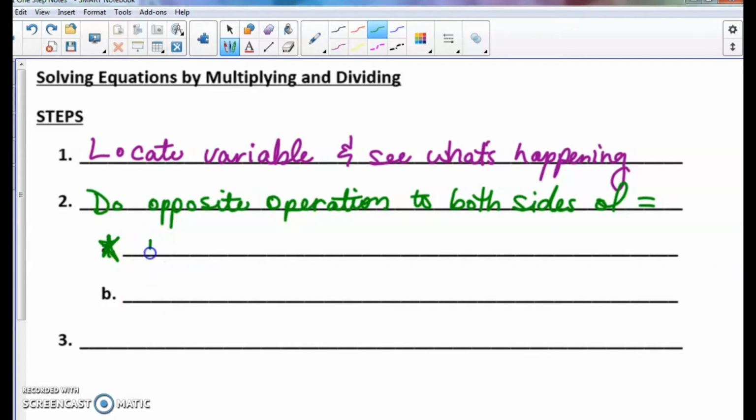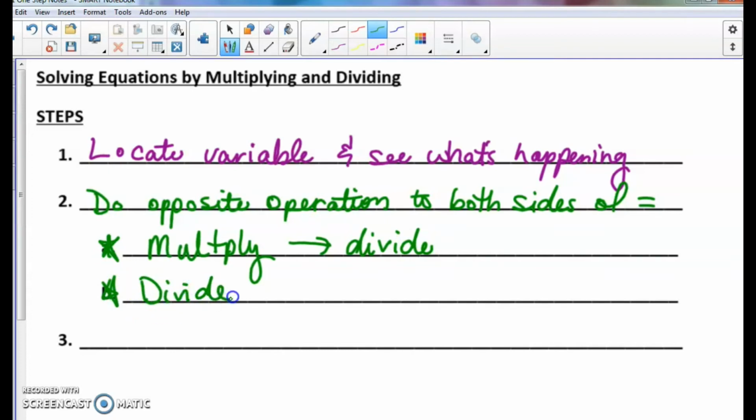Just to refresh our memory, if we're multiplying, the opposite of multiply is to divide. And the same way here, if we are dividing, we know the opposite of it is to multiply. The last little bit is to, as always, check and make sure our solution's all good. Check solution.